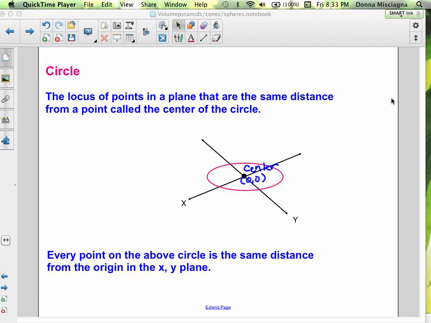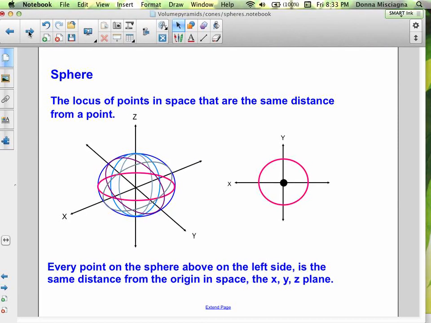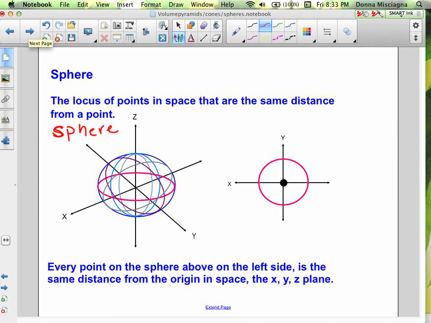Now imagine that you took that circle and you started spinning it, and it went around and around and around. And so now it's no longer 2 dimensions, it's in 3 dimensions, and you would have our sphere. So a sphere is the locus of points in space that are the same distance from a point. So here, instead of being in 2 dimensions, we're in 3 dimensions.